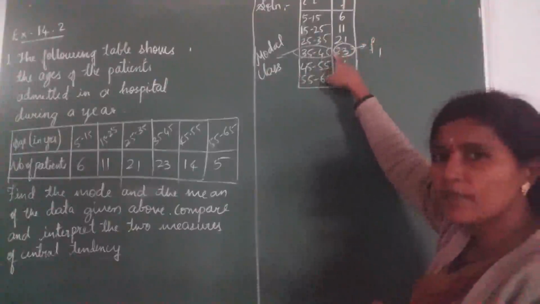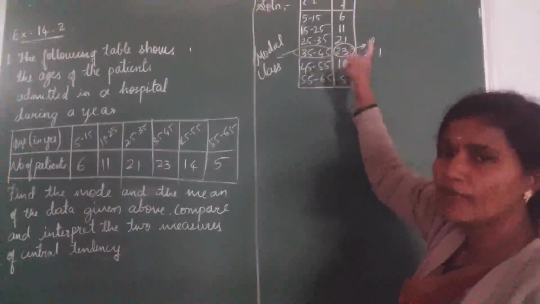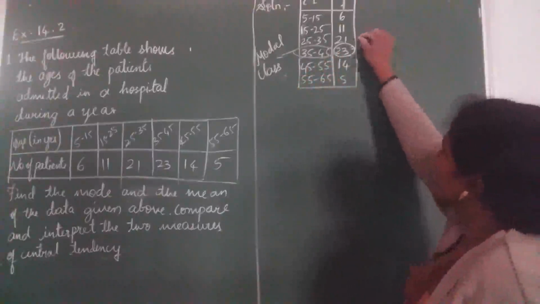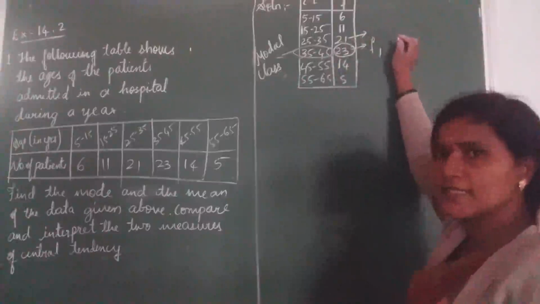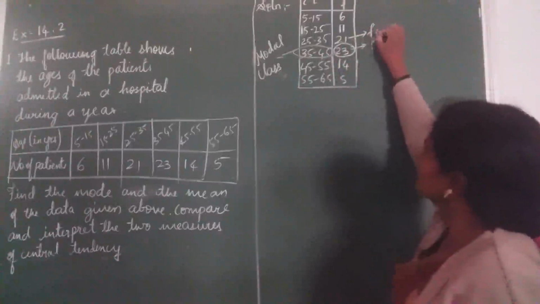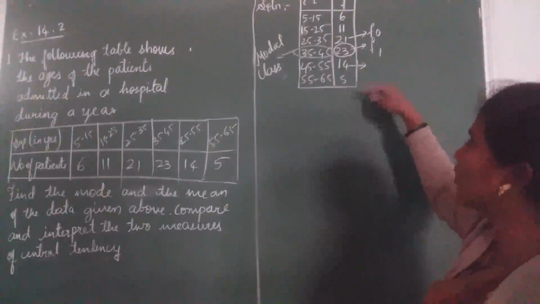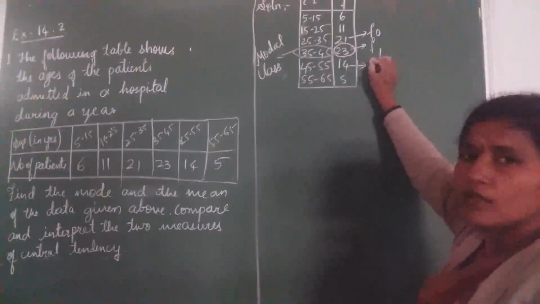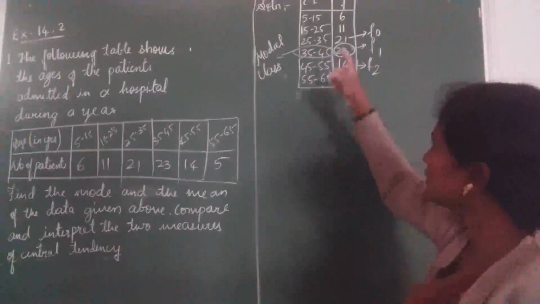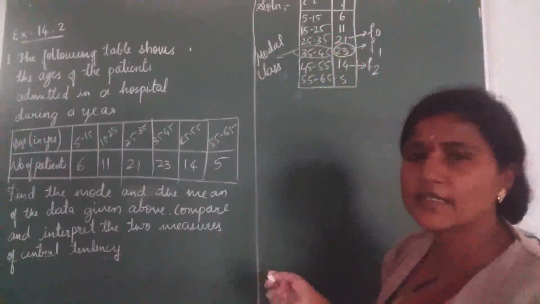First you have to choose the maximum frequency. For that maximum frequency, the class interval is the modal class. Next, the frequency preceding that of the modal class is F0, and the frequency succeeding that of the modal class is F2. Now what is the class size here? h is the class size. Upper limit minus lower limit is the class size. So 15 minus 5 is 10.